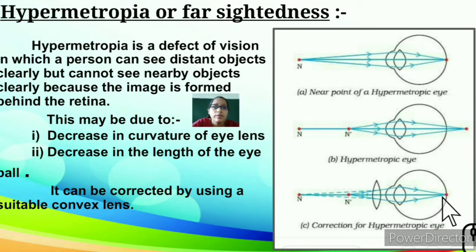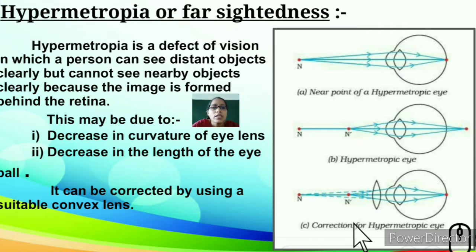In hypermetropia, the person can see distant objects but cannot see nearby objects because the image is formed behind the retina. You can see this is the retina, the near point of the hypermetropic eye. The image goes beyond the retina. So how can this be corrected? It is just the opposite of how it happens.